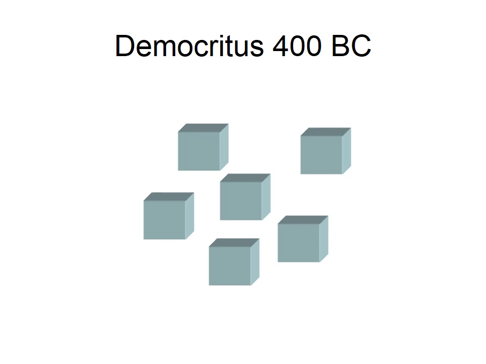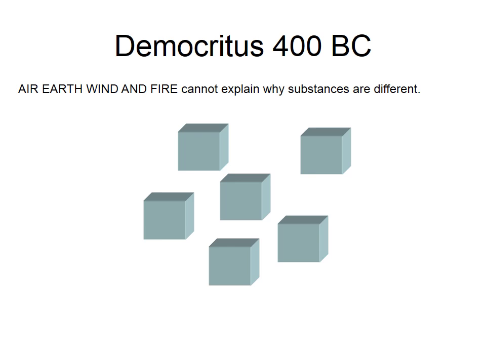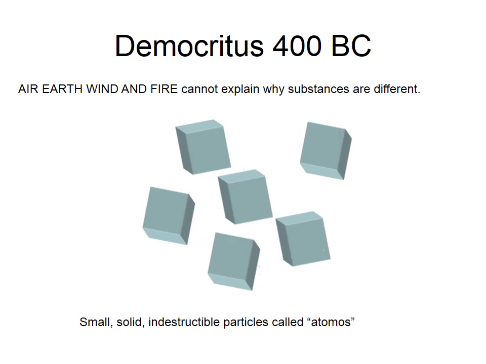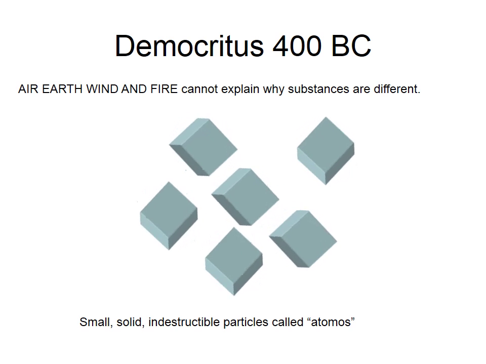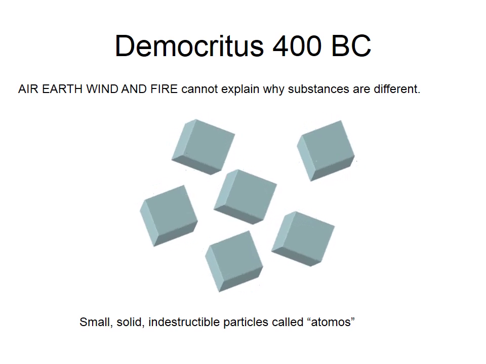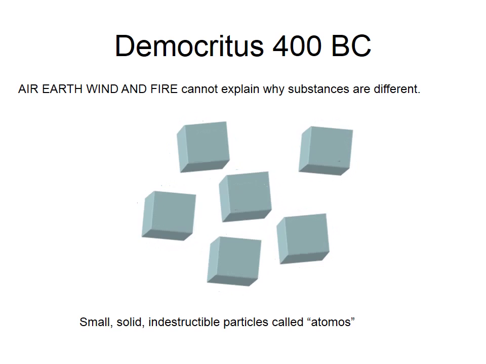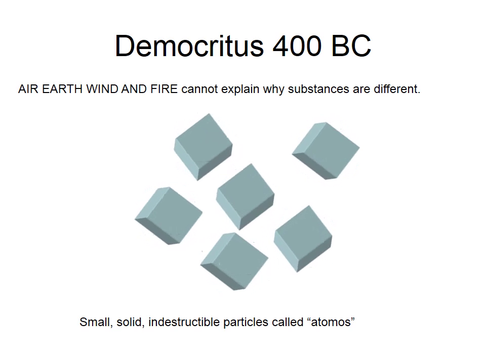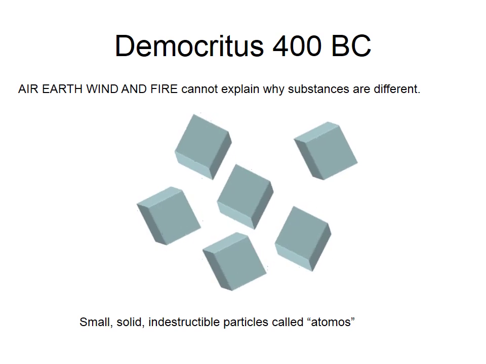He called these pieces atomos, which means indivisible. He said that the tiny particles were always moving and you could not cut them into smaller pieces. A substance's properties were due to the shape of the atoms. For example, liquids have round particles so they slip over each other, and solids have cubes so that they can stack together easily.